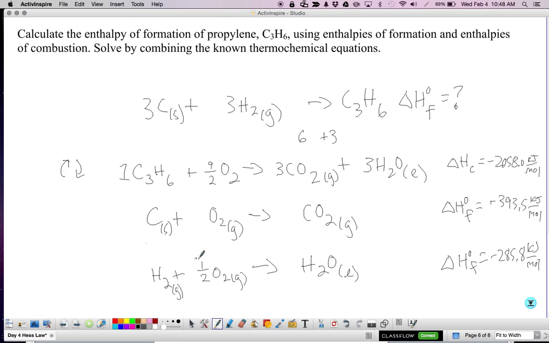So let's take stock of where we are now. I'm going to be able to cancel out the CO2s and the H2Os. And I now have a way of getting carbon from here and hydrogen from here. And then I'm just going to have to hope that the oxygens work out. So let's not worry about the oxygens right now. I know that I'm going to need 3 carbons, so I'm going to multiply this whole thing by 3. And I need to multiply this by 3 to get my 3 hydrogens.